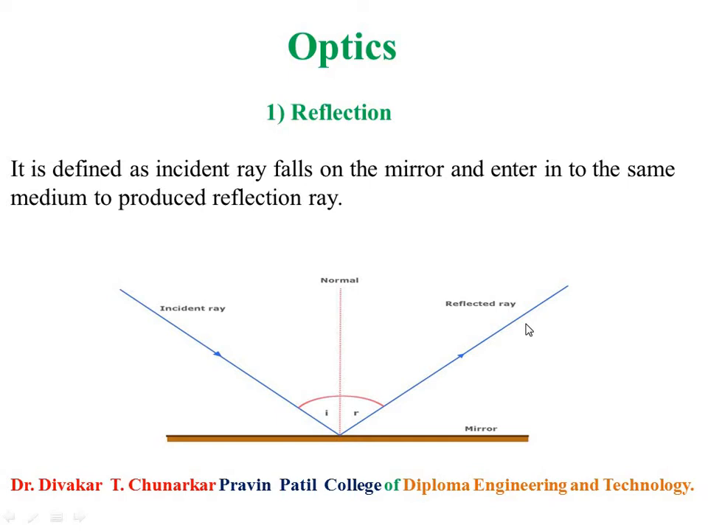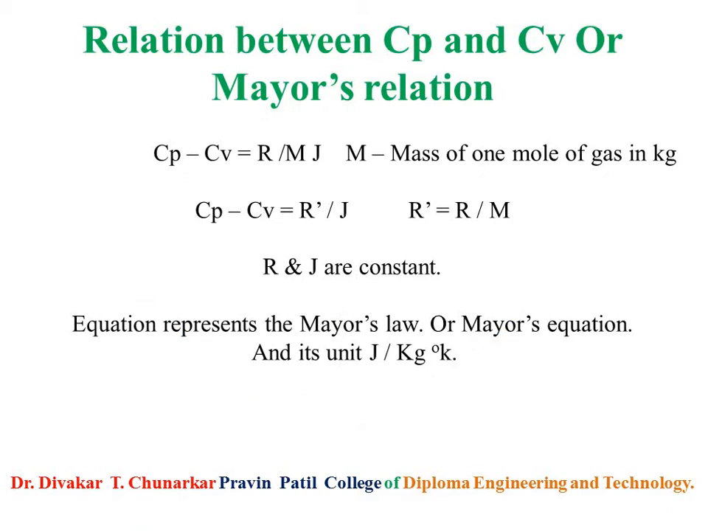Then specific heat of gas at constant pressure, denoted by Cp. It is defined as the amount of heat required, in joules, to increase the temperature of 1 kg of gas by 1 degree Kelvin at constant pressure, and this is denoted by Cp. Now, today I will explain the relation between Cp and Cv.